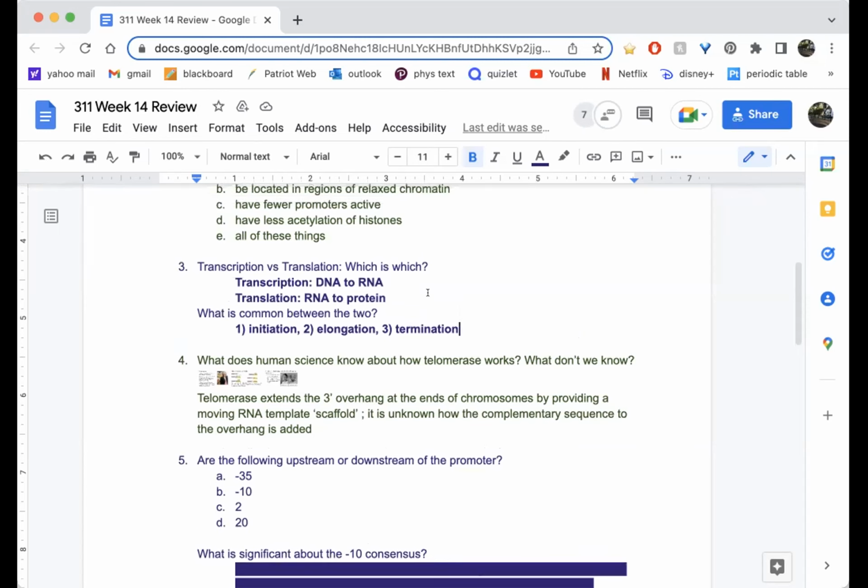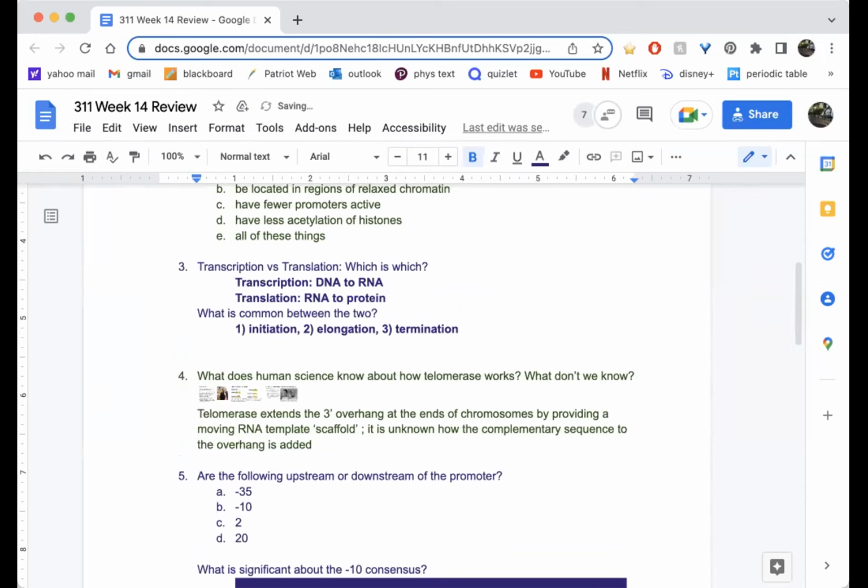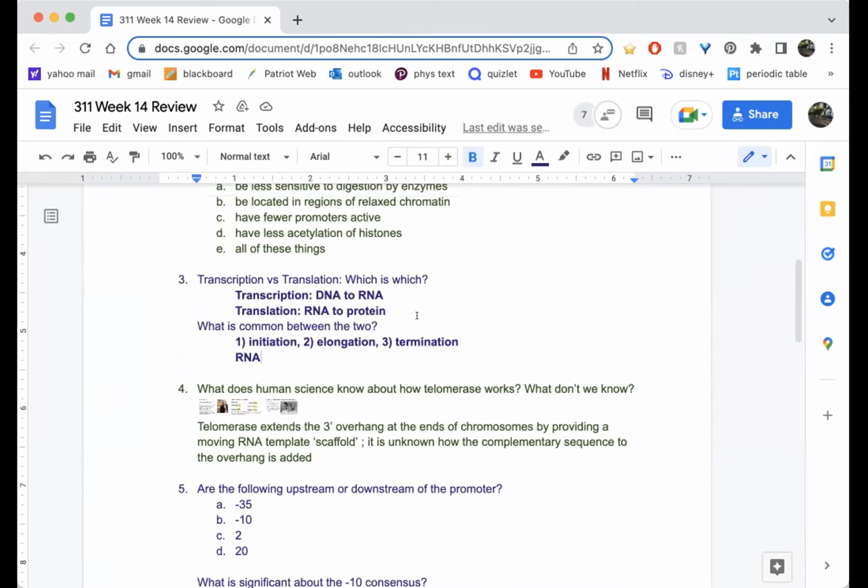We can also say that RNA is common, because I had not thought about that as being a correct answer, but it very much is. So does anybody have questions about that before I go back to consensus sequences? Okay, I'll take that as a no.